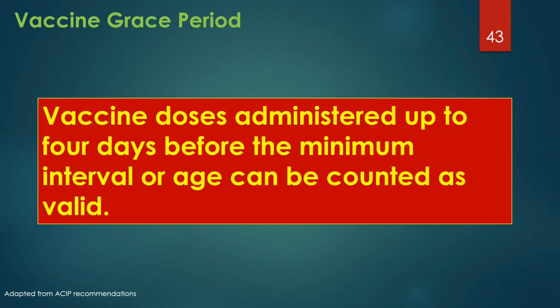The Advisory Committee on Immunization Practices has established one small exception to minimum intervals, the 4-day grace period, that allows vaccine doses administered up to 4 days before the minimum interval or age to be counted as valid. The grace period should not be used when scheduling future vaccination visits.